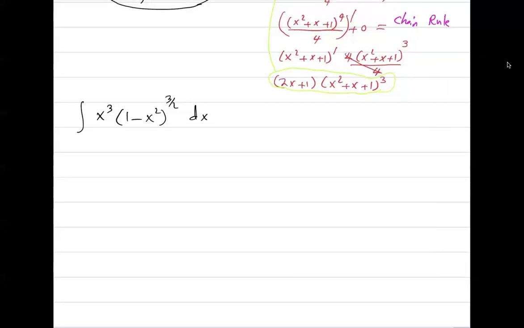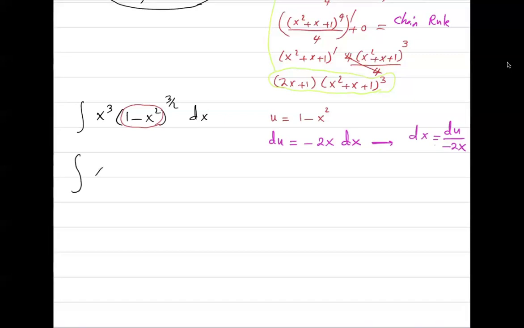Since we have a quantity inside parentheses and it has exponent 3 over 2, let us take u to be 1 minus x squared. Then du is equal to minus 2x dx, or dx can be written as du divided by minus 2x. So let us simplify this as much as we can.